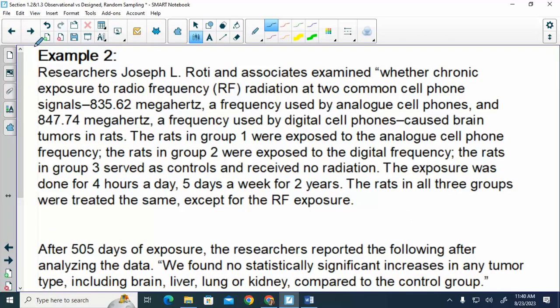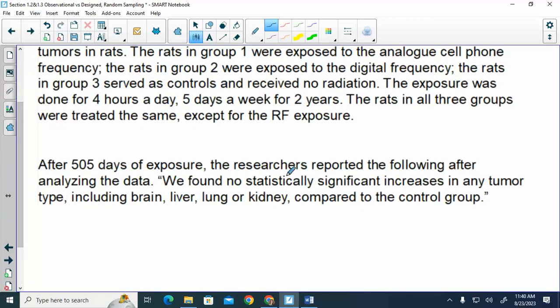So this time they want to know if chronic exposure to RF radiation at two different cell phone signals caused brain tumors in rats. So the rats in group 1 were exposed to an analog frequency. The rats in group 2 were exposed to a digital frequency. The rats in group 3 had no radiation. Exposure was done 4 hours a day, 5 days a week for 2 years. The rats in all three groups were treated the same except for this. Okay, and then at the end, they found no significant increases for any group. Is that observational or designed experiment?